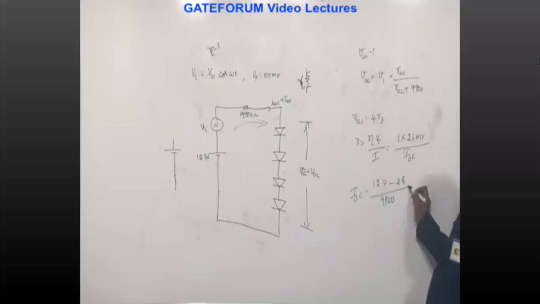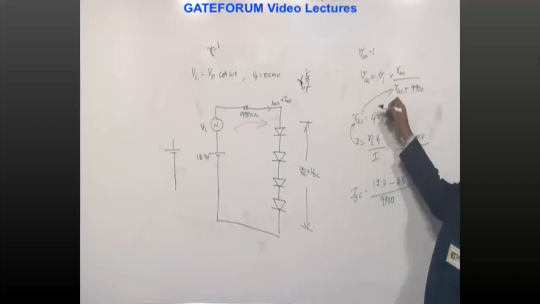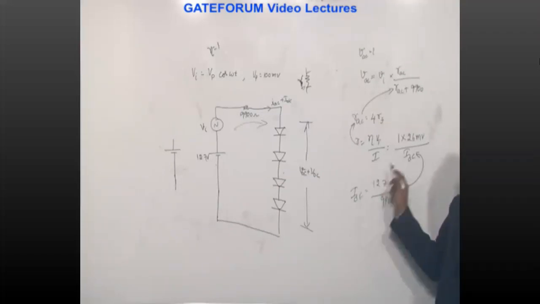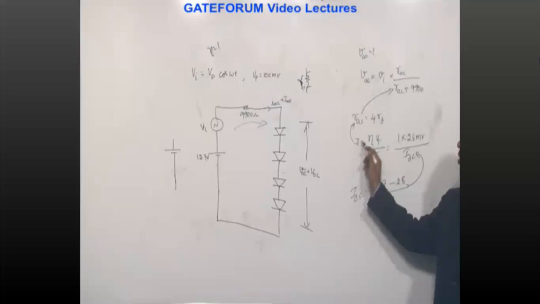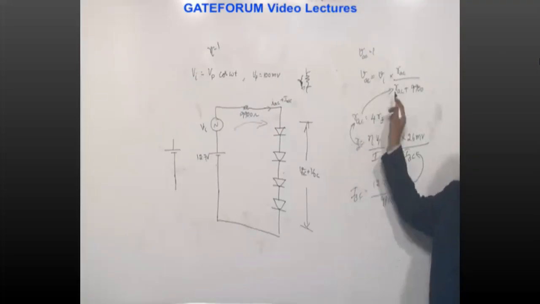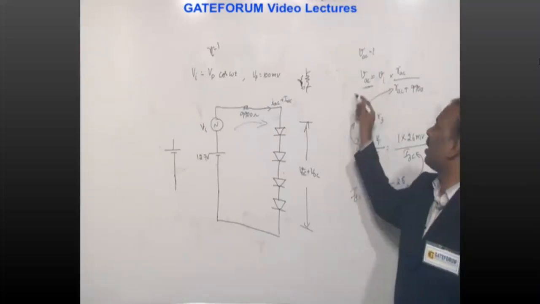After getting IDC, substitute here. You will get r. After getting r, substitute here for RAC. After getting RAC, substitute here, then you will get the VAC. Is it clear? First find IDC, then substitute here, you will get the small r. Once you get small r, that's nothing but RF. Then you will get RAC. Once RAC is known, substitute here, you will get Vi, that's nothing but VAC.